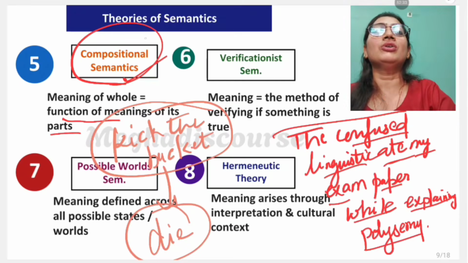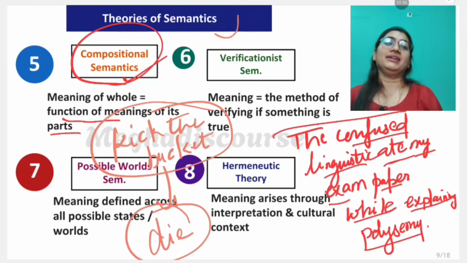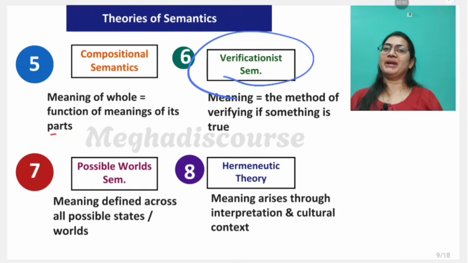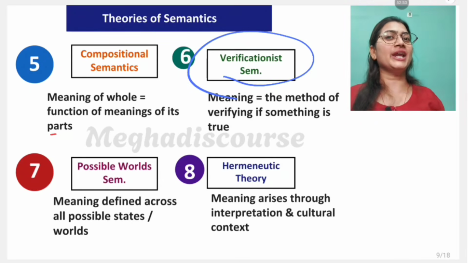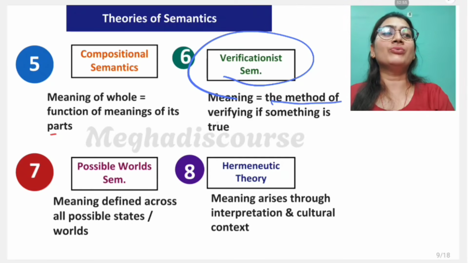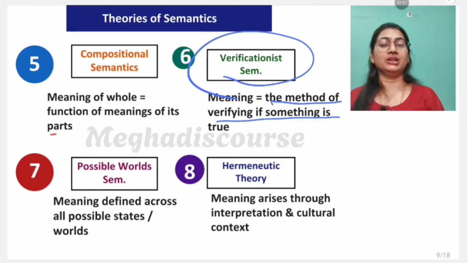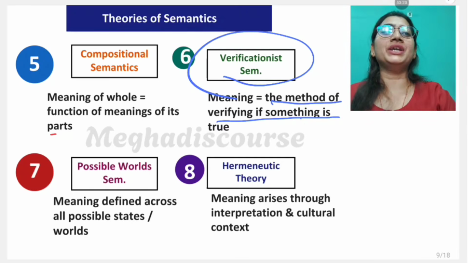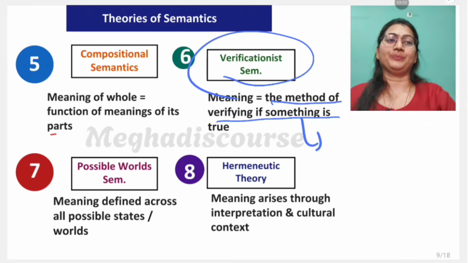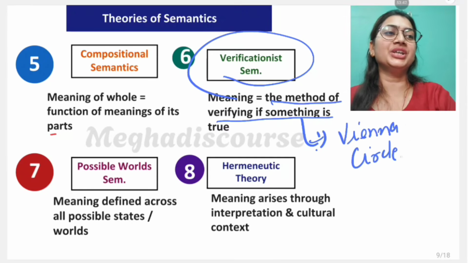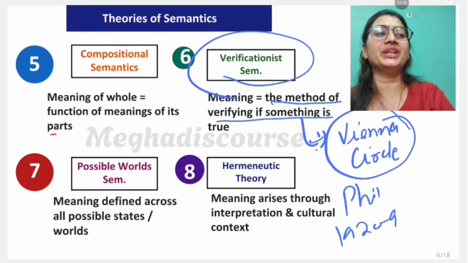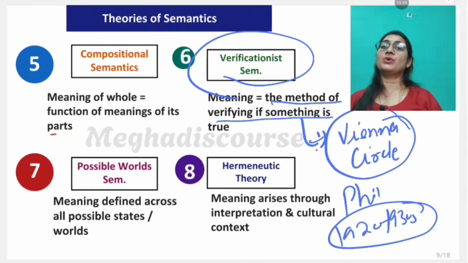Now let us move to verification semantics. Another theory we have is verificationist semantics. That is to verify each and every word, the method of verifying if something is true or not. When it will be true, if you are able to differentiate between false and true. Now, this theory actually comes from philosophy. So we have the Vienna Circle, a group of philosophers, and they gave this in the 1920s or 1930s. So it comes from philosophy.